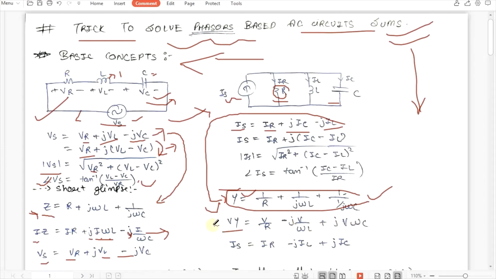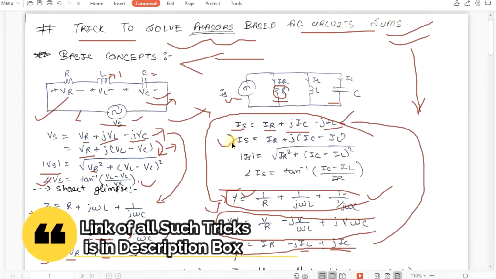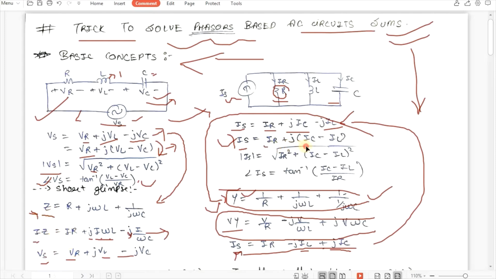If you see carefully here, voltage into admittance is nothing but voltage upon impedance. So V by R is basically I, and all these terms are converted into I. We will get Is, our input source, equals IR, the current flowing through the resistor, minus j times V upon ωL, which is nothing but IL, plus jIC. So this is the equation that you should know about the parallel RLC circuit. If we simplify this equation and club the real and imaginary parts separately, we will get Is equals IR plus j(IC minus IL).